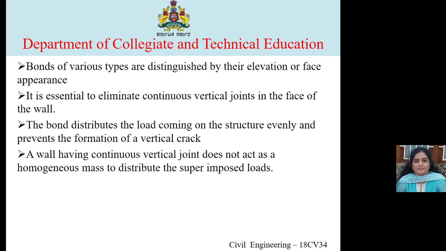So this is regarding the different types of bricks and the bonds. Okay.